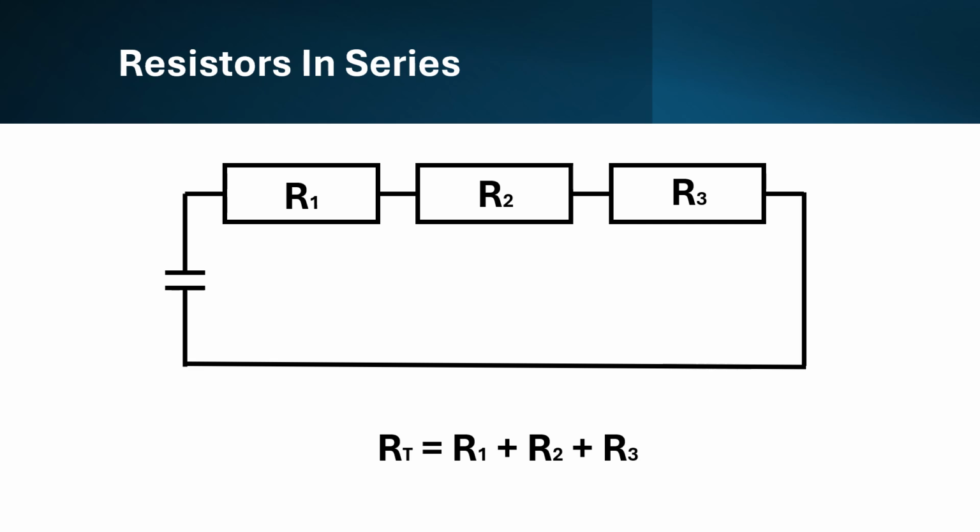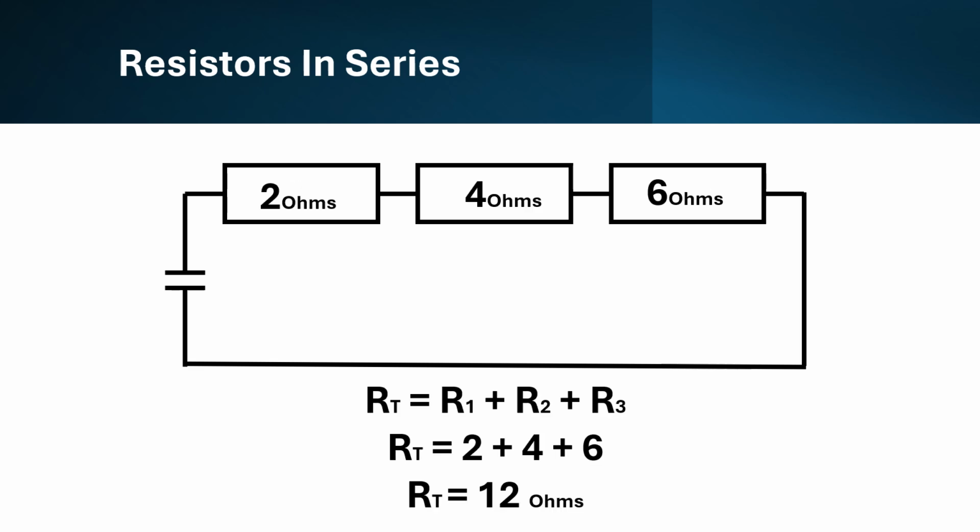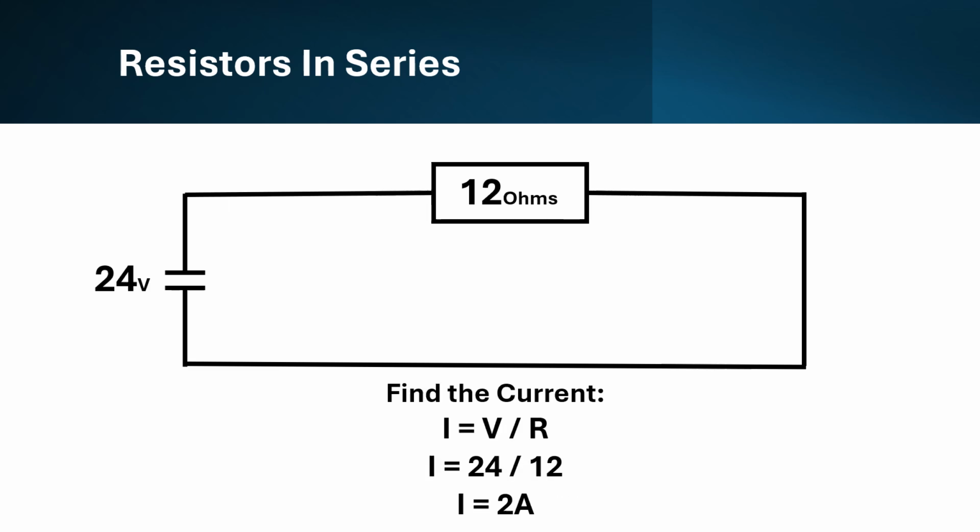Resistors in series. Imagine a series circuit is where the current has to pass through all of the resistors on one circuit, or one path, if you like. So we simply add up the resistances together. In this example, we've got 3 resistors, one 2 ohms, the next one 4 ohms, and finally 6 ohms. So the total resistance of the circuit will be 12 ohms. In this question, if we then wanted to find the current going through the circuit, and we had a 24 volt supply, then it would be current equals voltage over resistance, which in this case is 24 divided by 12, or 2 amps.